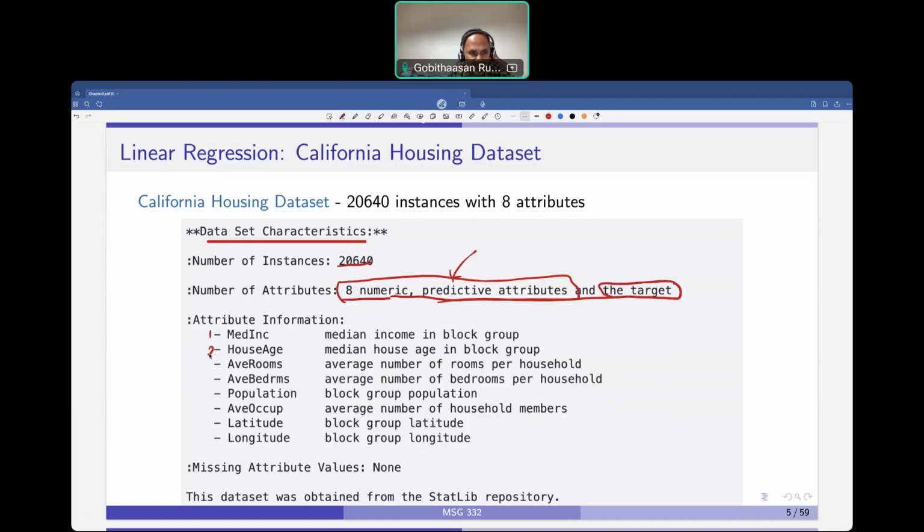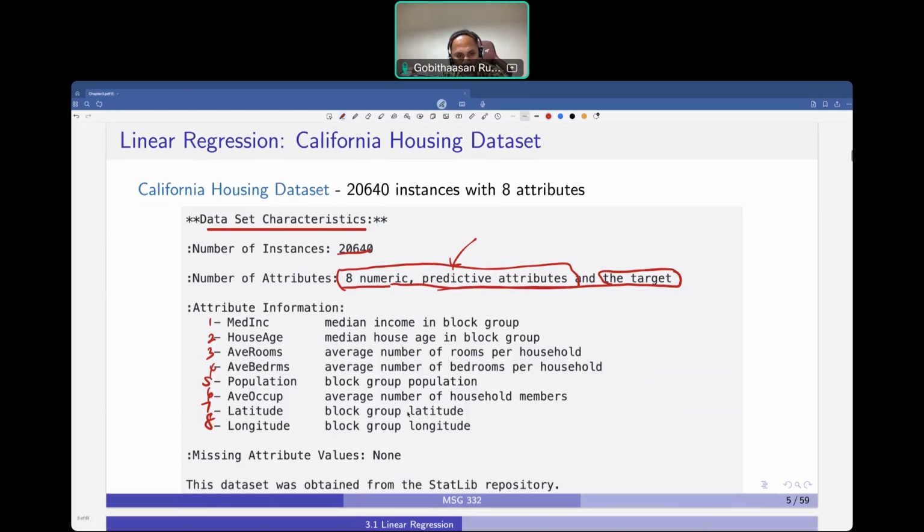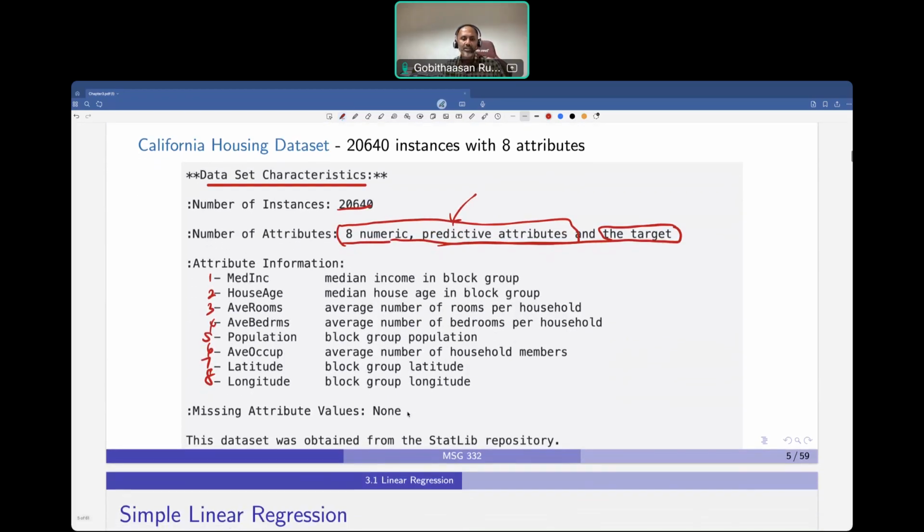Okay, so 1, 2, 3, 4, 5, 6, 7, 8 features. You see, there are 8 features, right? Okay, so with median income in block group, median house age in block group, average number of rooms, average number of bedrooms, block group population, average number of household members, block group latitude, longitude, and etc. There is no missing value. Sometimes we have missing values. So if there is, then you will find a way to either remove it or impute it. Okay, all right.